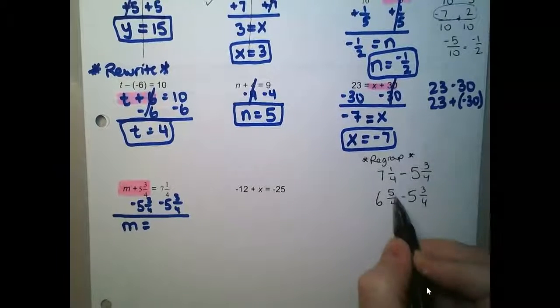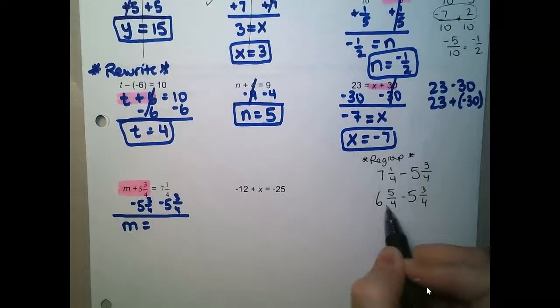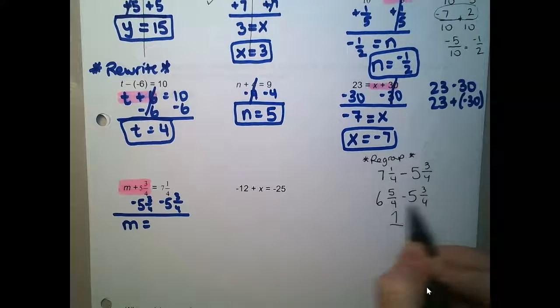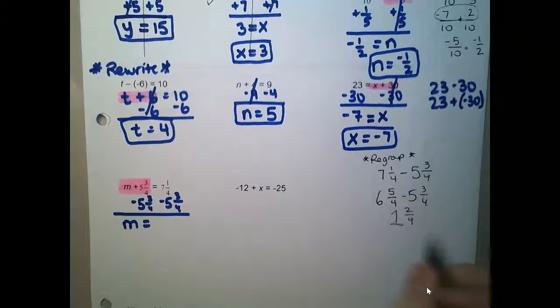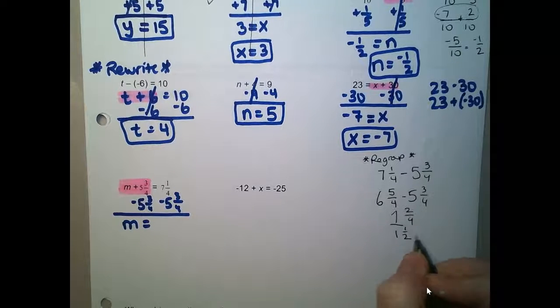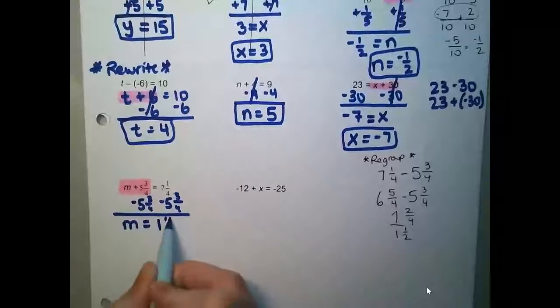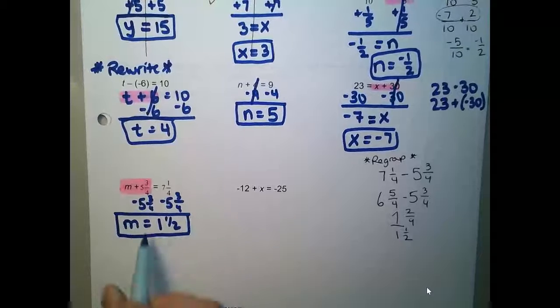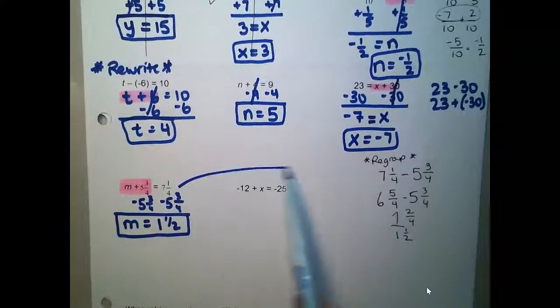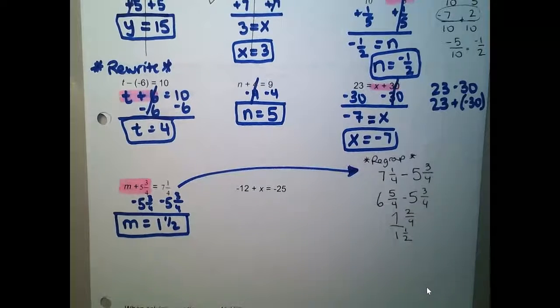And so I've got 6 5/4, take away 5 3/4. The 6 take away 5 is 1. The 5/4 take away 3/4 is 2/4, which is the same as 1 1/2. And then once I've done all this computation off to the side, I'm going to go back to my algebra and say M equals 1 1/2. So I've got this really nice clean algebra and any other computation that I might have to do off to the side.